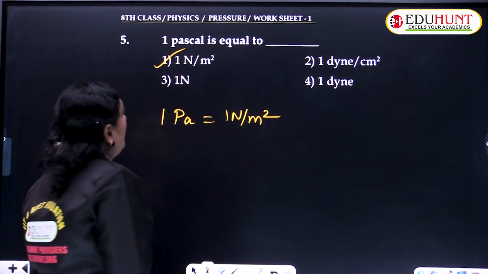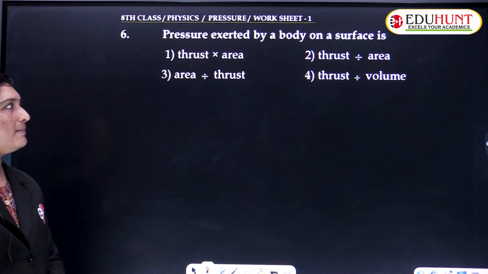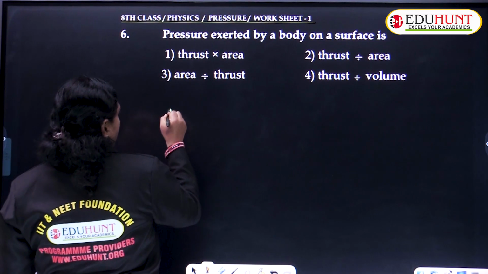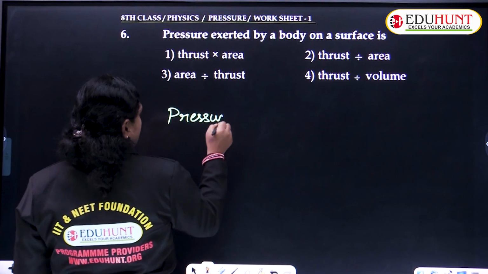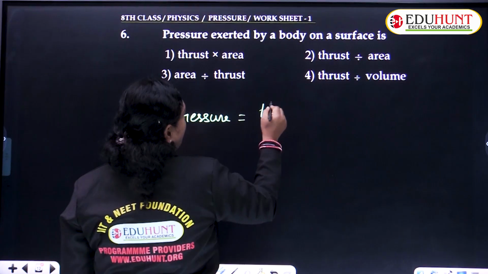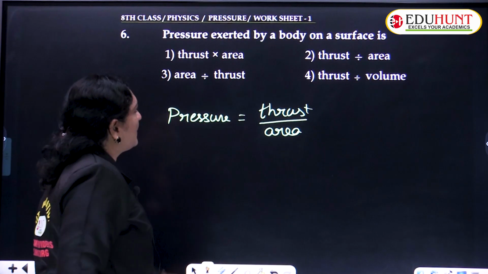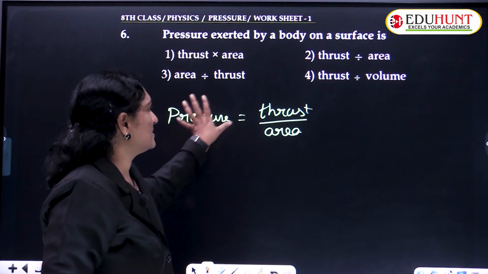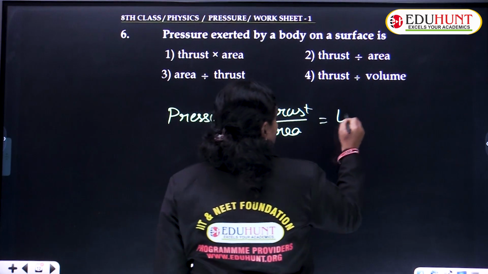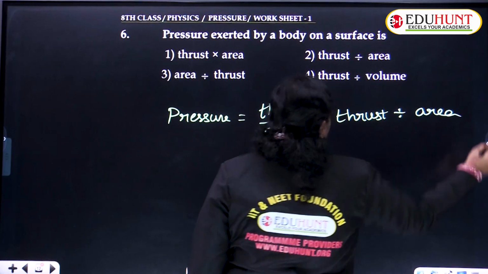Moving ahead with the next question, the 6th one, children. Pressure exerted by a body on the surface is equal to. As we know, pressure is defined as force upon area or thrust upon area. In the options they gave thrust, so let me write it as thrust upon area. So pressure exerted by a body on the surface is equal to thrust upon area, which is nothing but thrust divided by area. So where is that correct?